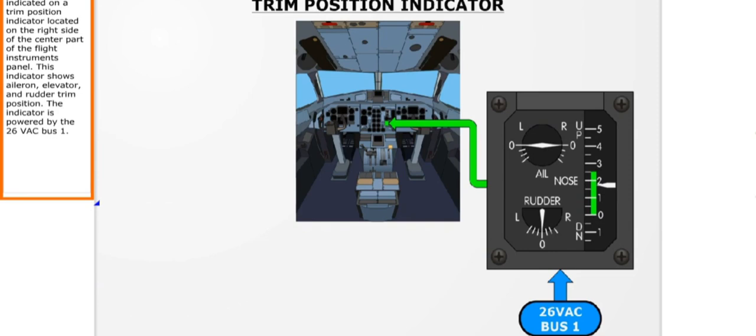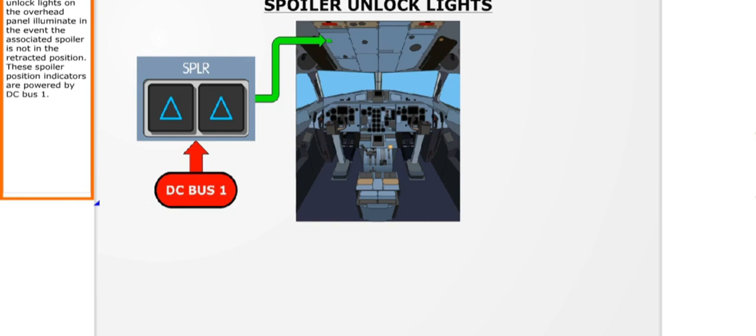Trim position is indicated on a trim position indicator located on the right side of the center part of the flight instruments panel. This indicator shows aileron, elevator, and rudder trim position. The indicator is powered by the 26 volts AC bus 1. The two spoiler unlock lights on the overhead panel illuminate in the event the associated spoiler is not in the retracted position. These spoiler position indicators are powered by DC bus 1.